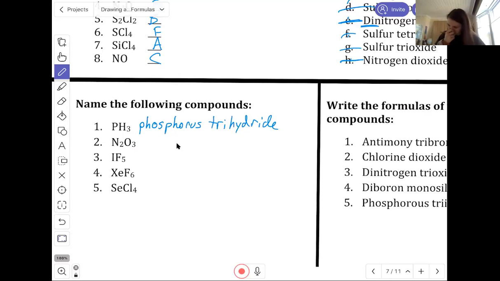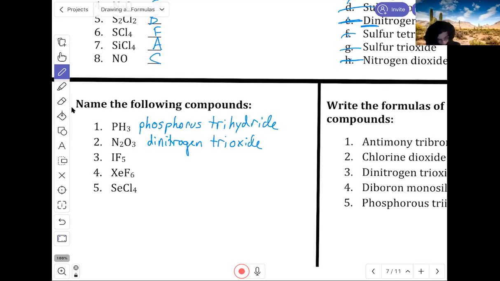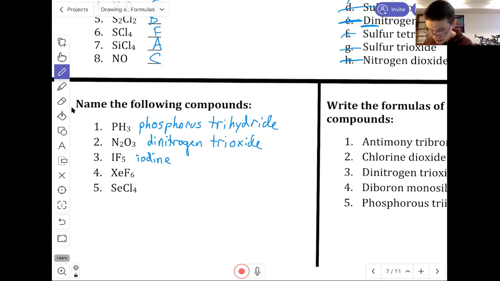Okay. N2O3 is dinitrogen trioxide. All right, and notice that with the prefix tri, we keep the i because otherwise there's no vowel. So we only drop a's and o's with oxygen. Okay, number 3. Iodine pentafluoride. Iodine, full thing. Penta, fluoride. Number 4.